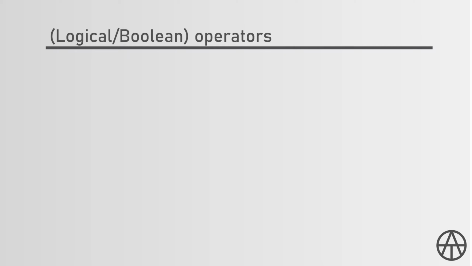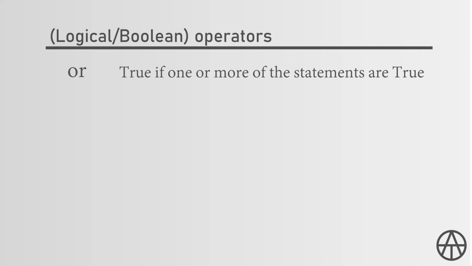Next, we're going to talk about the logical operators, or the Boolean operators. First one is the OR operator, and it gives out true if one or more of these statements are true. So look at this example. We have 3 greater than or equal to 2, or 2 greater than 3. Well, the first one is true, and that's why the whole statement is going to result in true, even though 2 greater than 3 is not true.